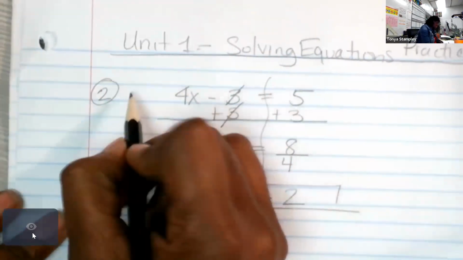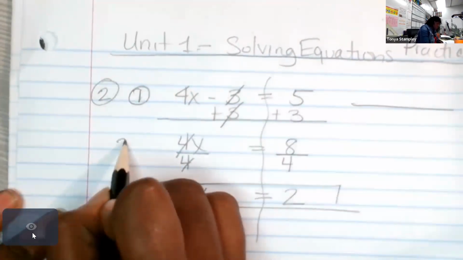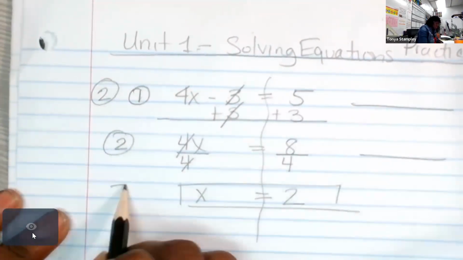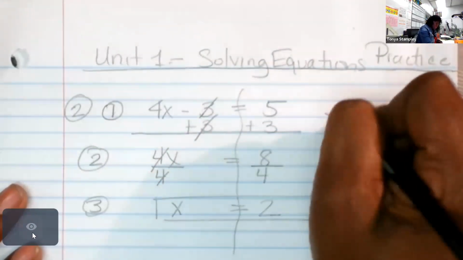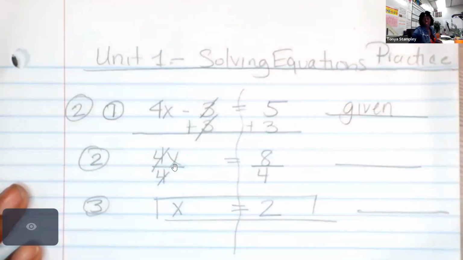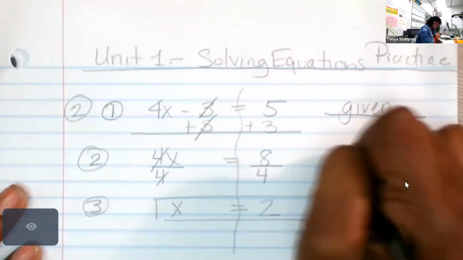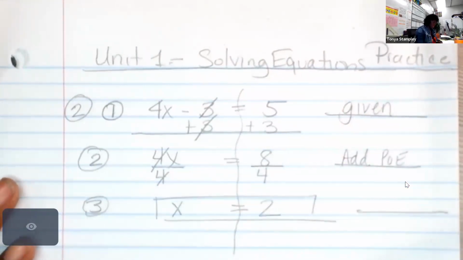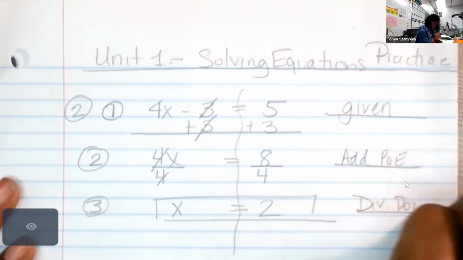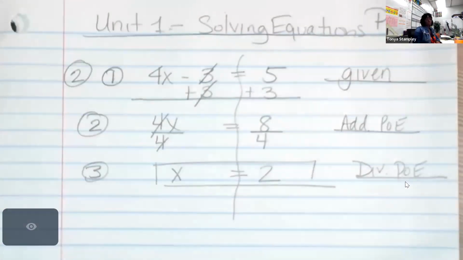Let's go through and justify our steps. We got line 1, line 2, and line 3. What is line 1? It is given. What is line 2? Addition property. And then line 3, division property. Are there any questions? Everybody good? Any questions? All right, let's roll.